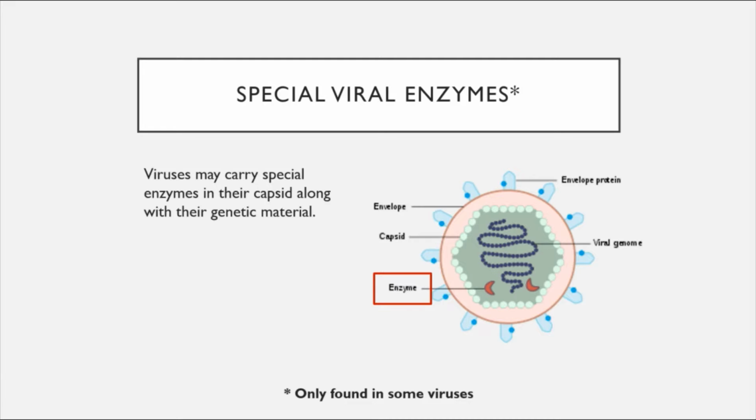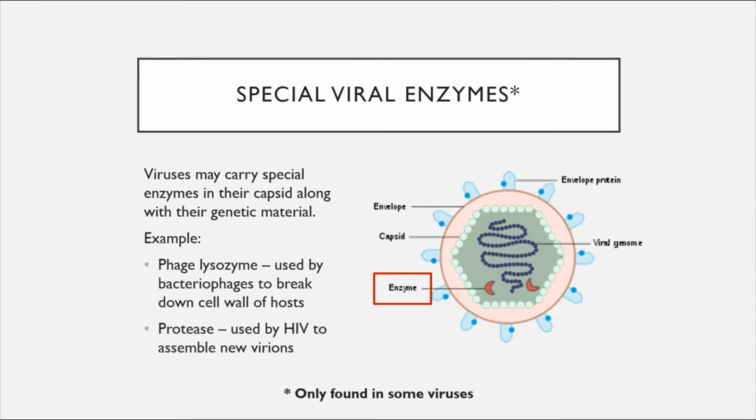So we've now talked about nucleic acids, we've talked about capsids, and we've talked about envelopes. The fourth and final structural feature of viruses that we need to talk about before we can talk about their replication processes is special enzymes. Remember that, like envelopes, only some viruses feature special enzymes that are carried in their capsid alongside their genetic material. And these enzymes play important roles in the virus's ability to carry out infection.